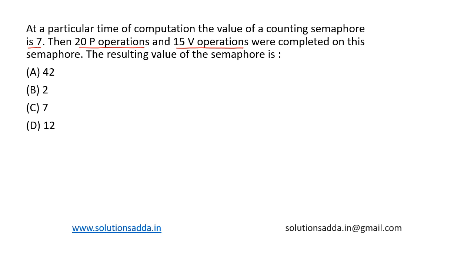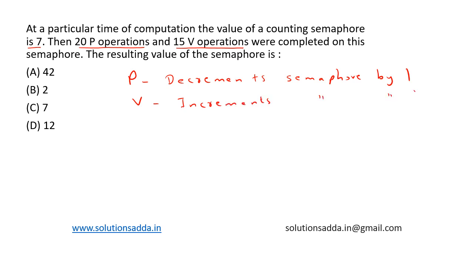So in a counting semaphore, there are two operations. One is P and another is V. P decrements the value of the semaphore by 1, whereas V increments the value of the semaphore by 1.